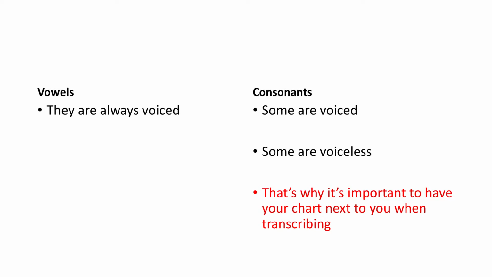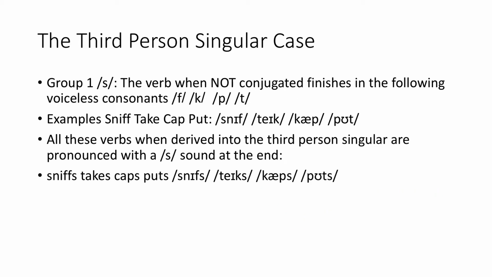So you need to remember when a consonant is voiced and when it is voiceless. When we are making a conjugation of the third person singular, we have three possible cases. In the first case, we're going to add the sound s at the end of the verb. How are you going to find which verbs are those? Well, you need to make sure that you transcribe the verb before making the conjugation. That's why I say here, the verb when not conjugated finishes in the following voiceless consonants: f, k, p, or t.